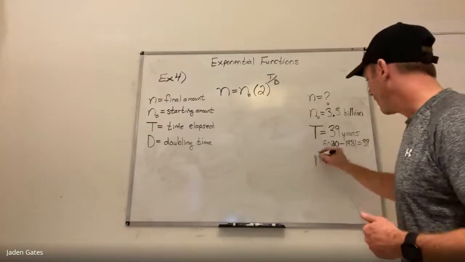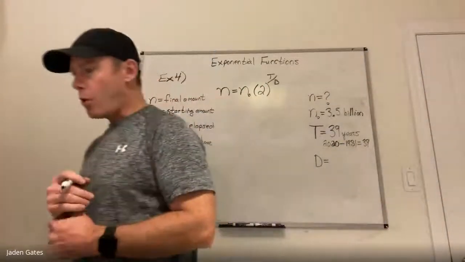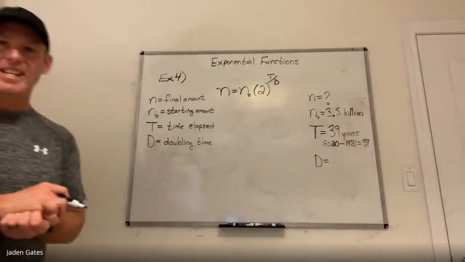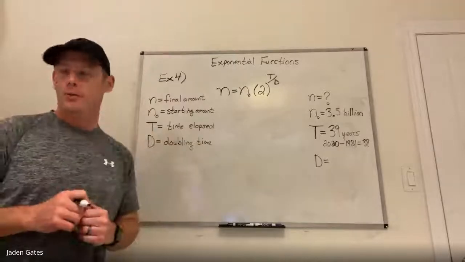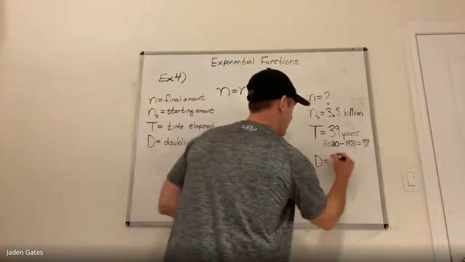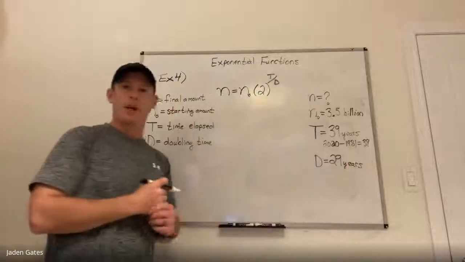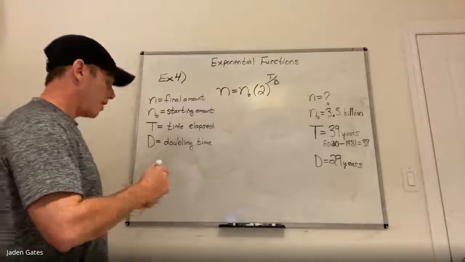Now, D is our doubling time. How long did it take to double? Well, the question says here that it took 29 years to go from 3.5 billion to 7 billion people on Earth. And so that took 29 years to double. So that is what's called our doubling time. The amount of time it takes to double. All right. Got everything here.